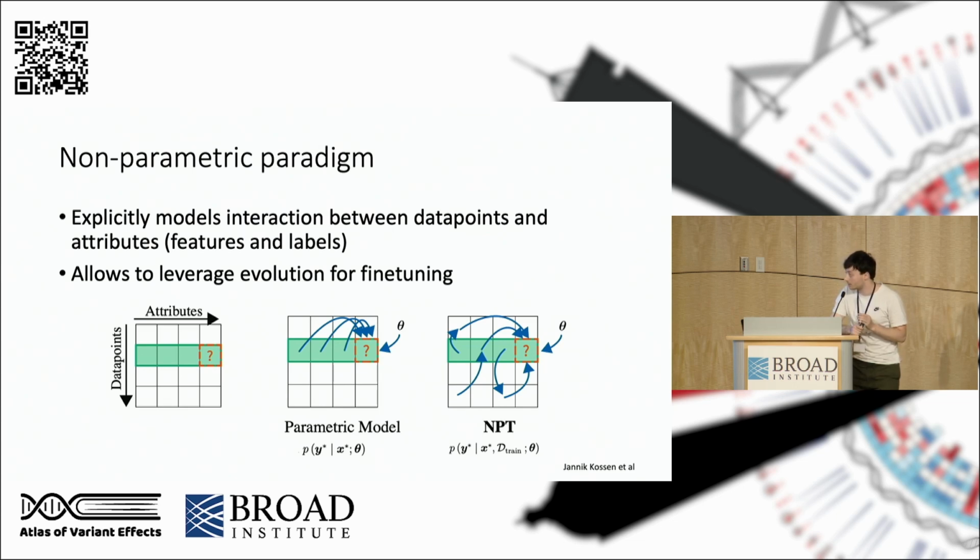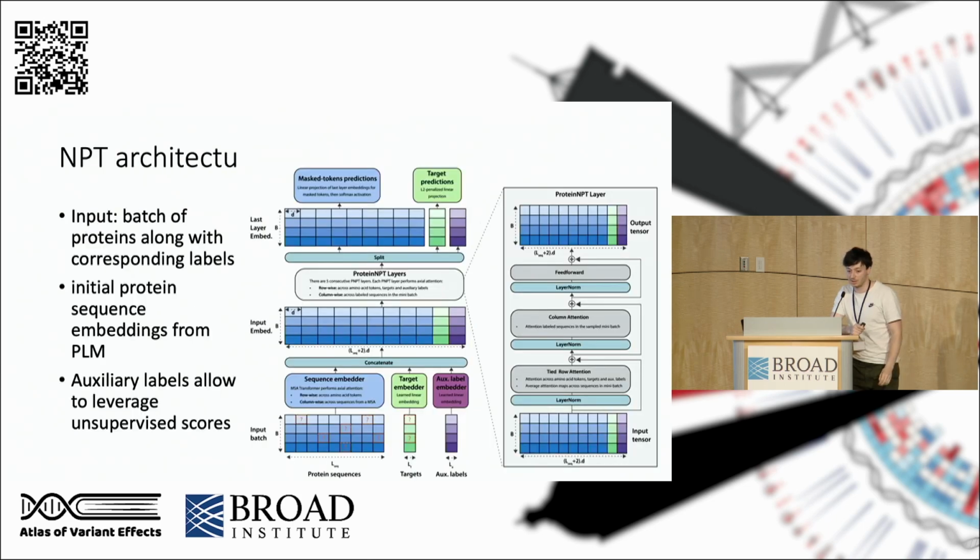And so by doing this, we can try and leverage evolution during the fine-tuning process, so I'll highlight how this is done by the method. So here's what the architecture looks like. So if you start from the bottom, you take your protein sequence that you have embedded with a protein language model. So that's the sequence embedder, the same as the previous methods. But you also take your auxiliary labels that you also encode, and you concatenate everything into one big table.